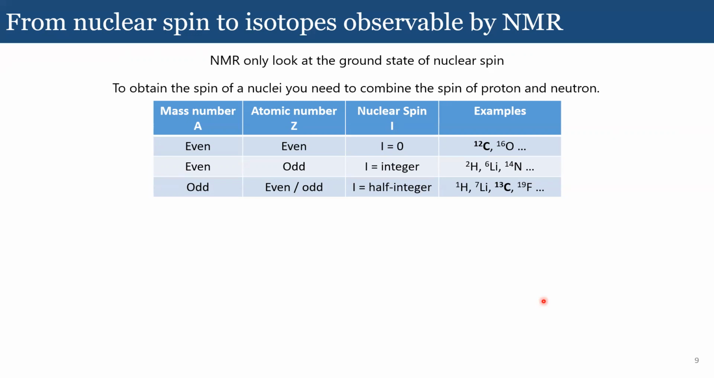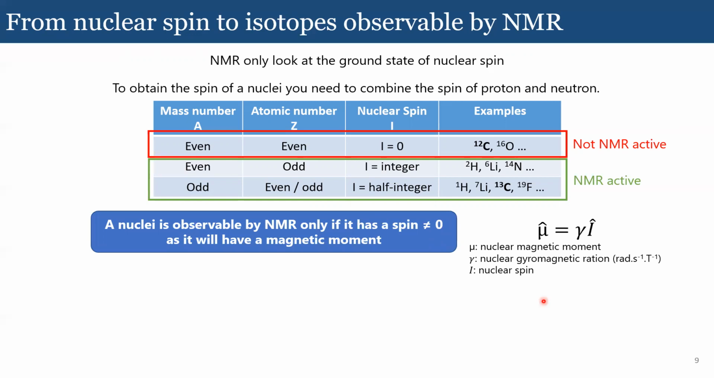One thing to know is that NMR is only looking at nuclei that have a magnetic moment, which means by definition that it only looks at nuclei that have a non-zero nuclear spin. So for example, in that table, all of these nuclei that fit that combination of mass and atomic number would be NMR inactive. But on the other hand, all of these are NMR active.